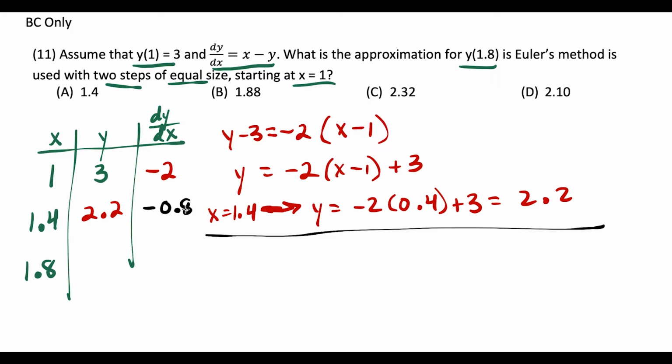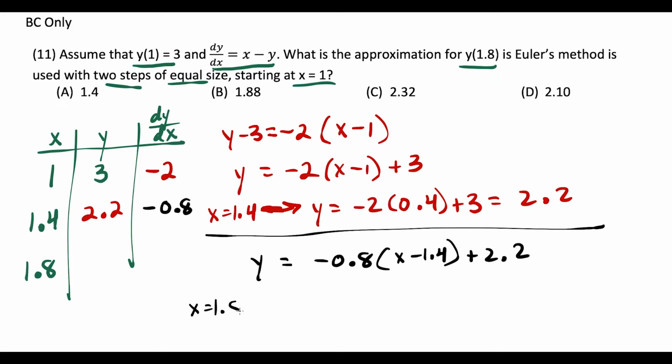We're going to write the equation of a tangent line. We have a slope of negative 0.8, and then we have x minus 1.4, and then we have y minus 2.2. But if I have y minus 2.2, I would add the 2.2 to the other side. So now I'm just going to the equation of a line step. And then the last thing we're going to do here is plug in 1.8 for x.